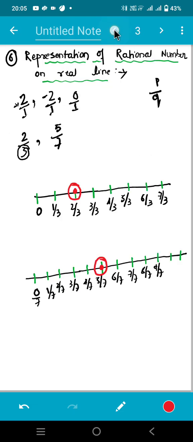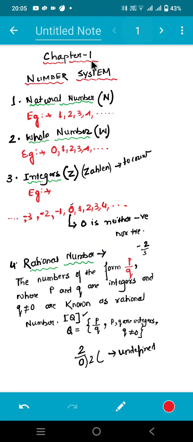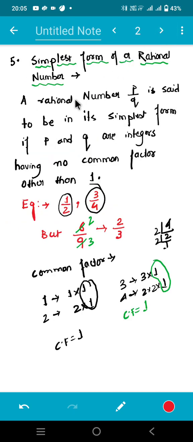So let's recollect what we have studied today. We started our class with a review, that is, what is a natural number, whole number, integers, and rational number, isn't it? So go through all those things very properly. Then what is the simplest form of a rational number? This is also a very important thing. I'm going to share all those notes in the WhatsApp group. Go through it very properly.